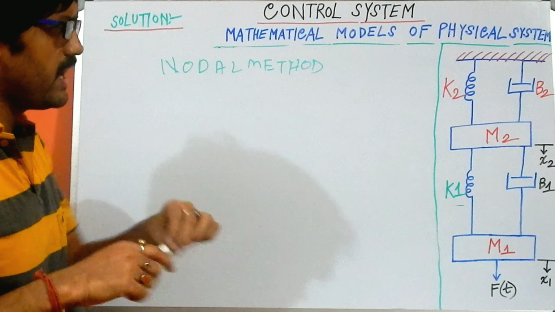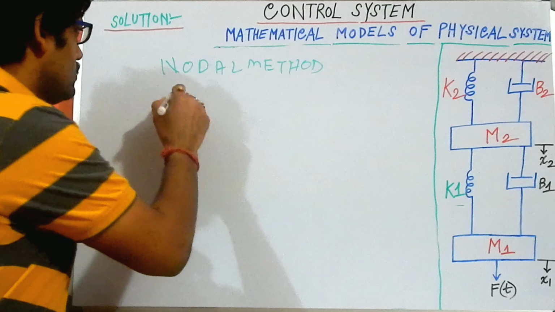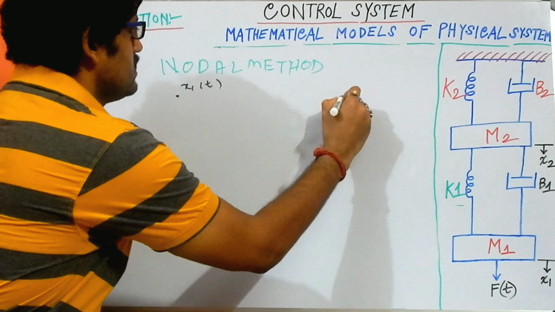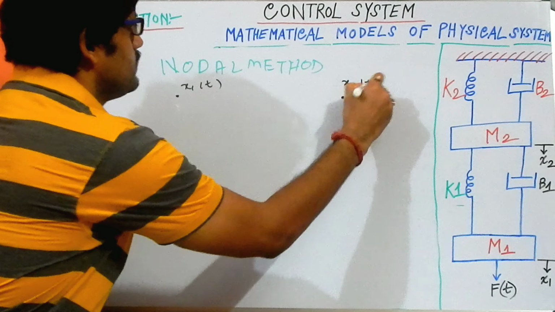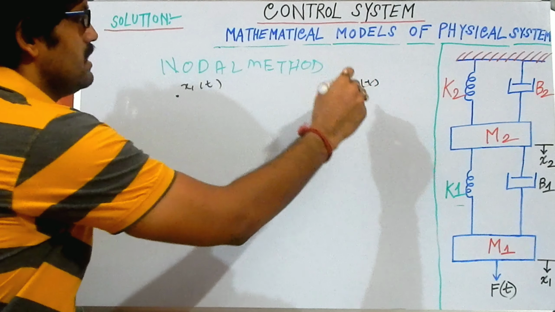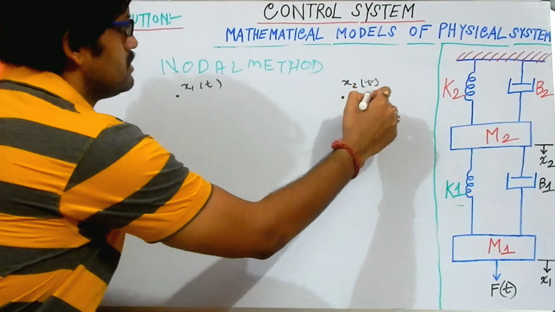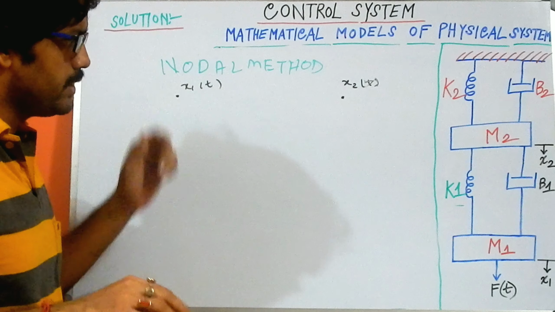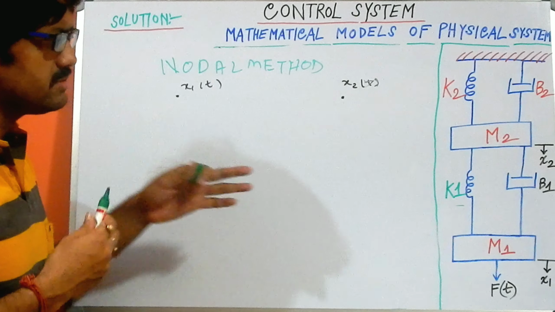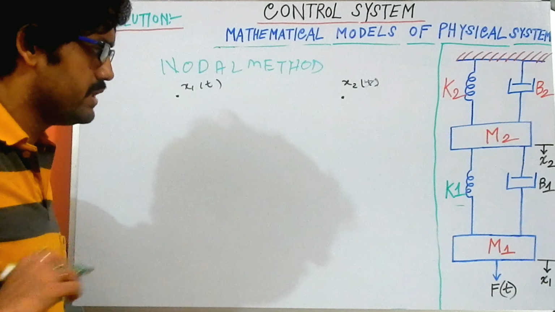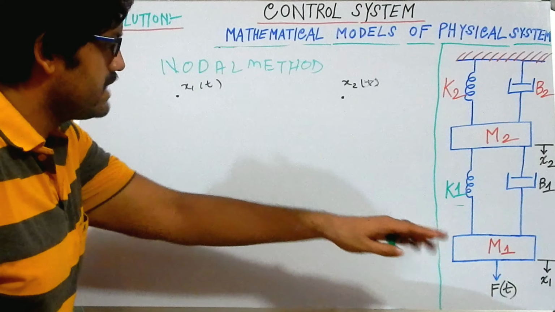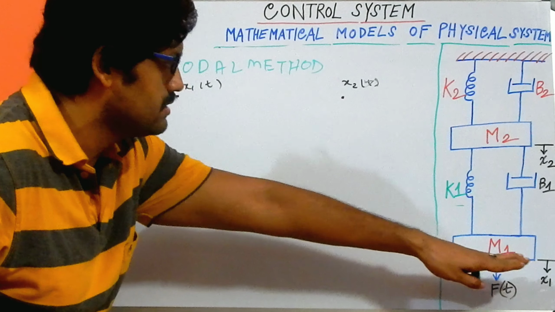First I would like to draw the nodes. The first node is x1(t) and the second node is x2(t). This method is very simple. You can choose any method to solve this problem, but I have chosen this one because, for me, it is very simple. You need to follow that x1 is connected with M1.